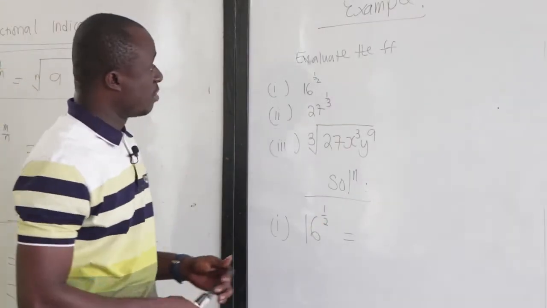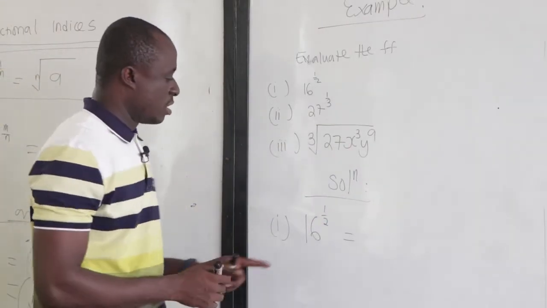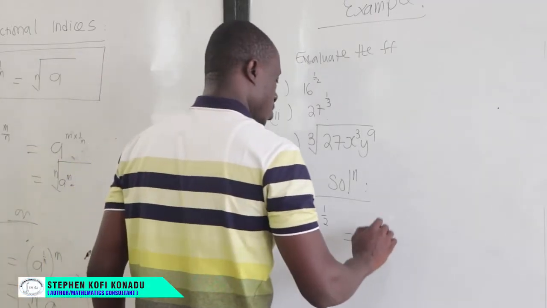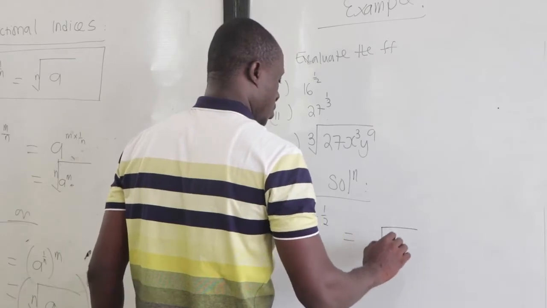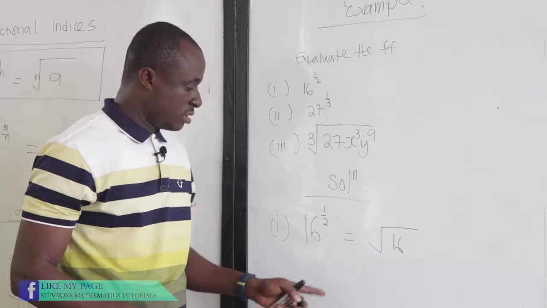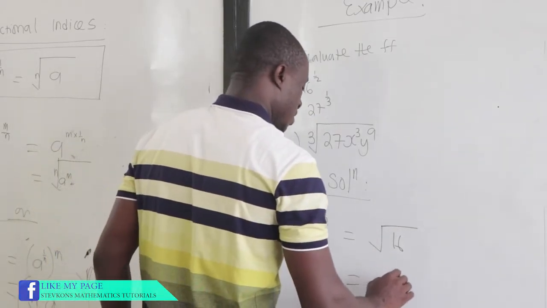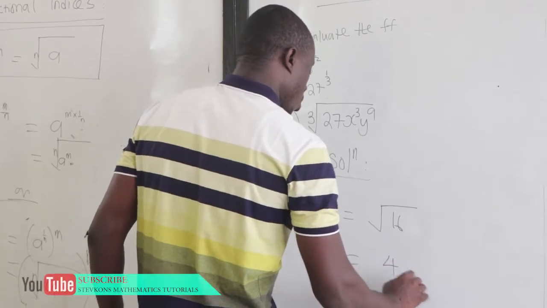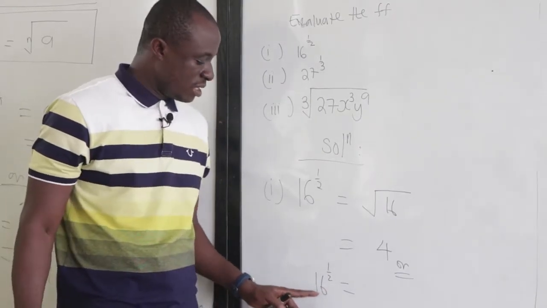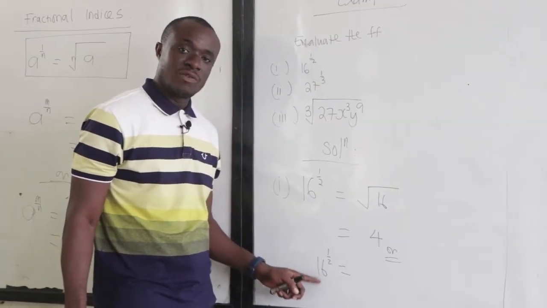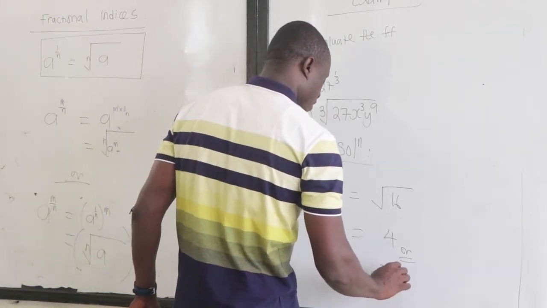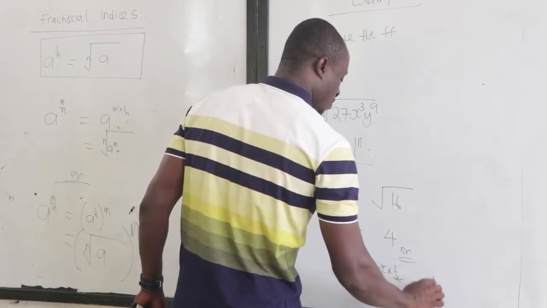Now let's see an example. Evaluate the following. The first one is 16 all to the power 1 over 2, and it's the same as root 16, because 1 over 2 is the square root. This is the same as the square root of 16, and the square root of 16 is the same as 4. Or if you have 16 to the power 1 over 2, I can change 16 to 4 to the power 2, because 4 squared is 16. So I have 4 to the power 2 times 1 over 2. This will cancel this, and this will give me 4.